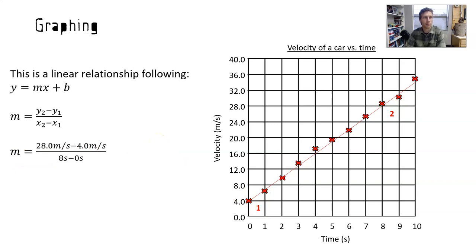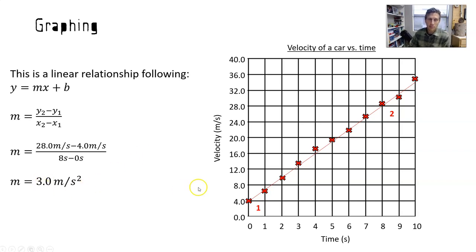So here are the points. 28.0 meters per second minus 4 meters per second over x2, 8 seconds, minus x1, 0 seconds. And then we do some math. Boom, 3.0. So what are the units that we should use there? Well, this is meters per second divided by seconds. Okay, meters per second, which is meters per second squared. So that is an acceleration.